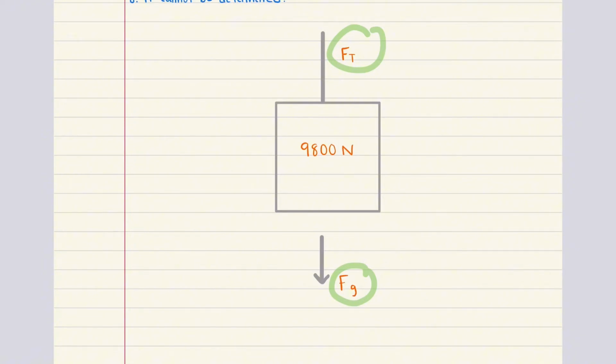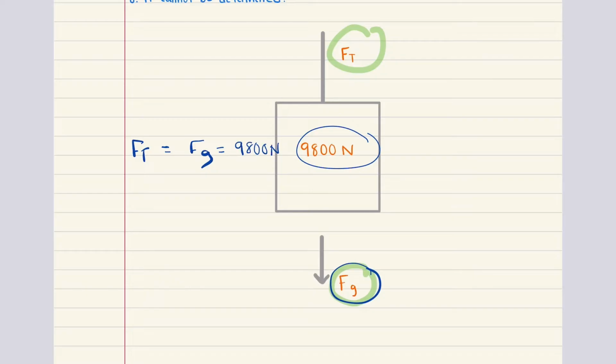Now, when the elevator is stationary or moving at a constant speed, the tension in the cable would exactly balance the gravitational force. That means that the tension force is equal to the gravitational force, and that is going to be equal to 9,800 newtons. Remember, the gravitational force is the force pulling the elevator downward, and it's equal to the weight of the elevator, which we're given as 9,800 newtons.